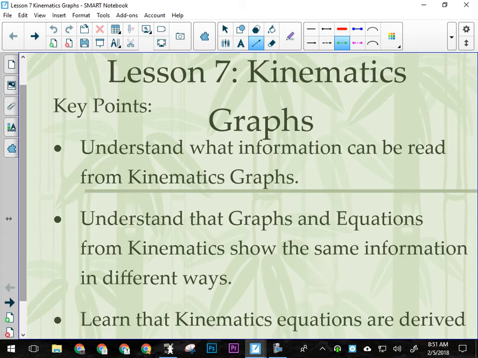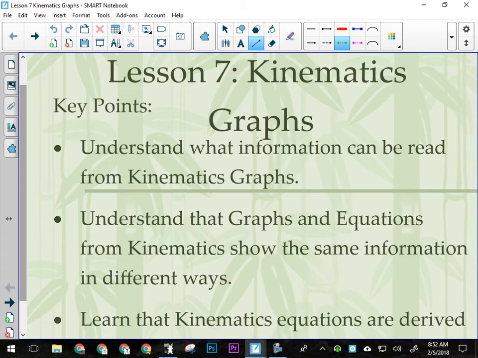So we need to understand what kind of information can be read from those two types of graphs, what kind of information can be calculated from those two graphs, and a little bit of review of y equals mx plus b. We're going to have to use that quite a bit, especially this week when we do our first lab and we're running some carts on the floor in the room here, using some electronic measuring devices rather than having to put yellow sticky notes down on the floor, because that's not very accurate.